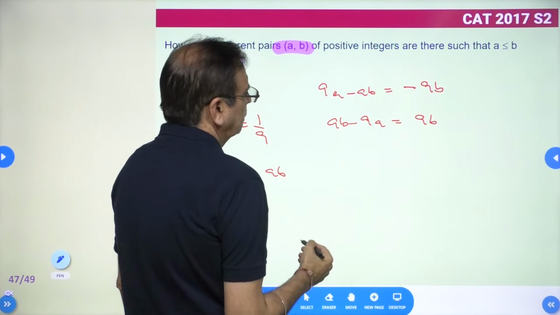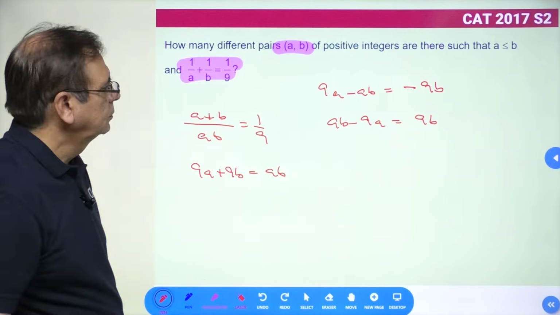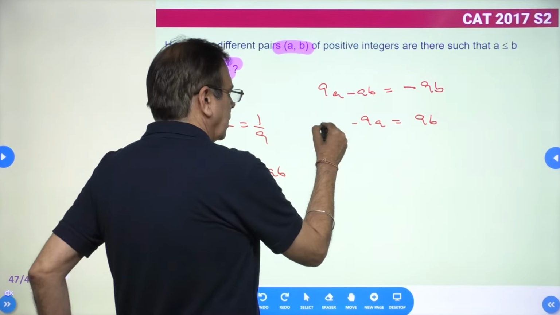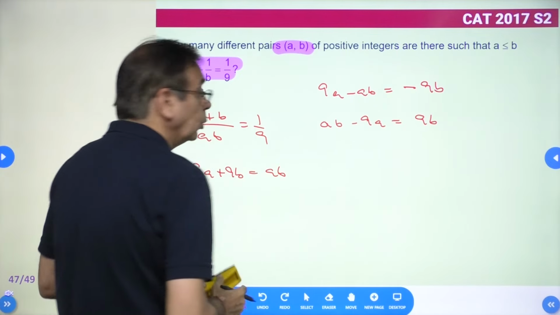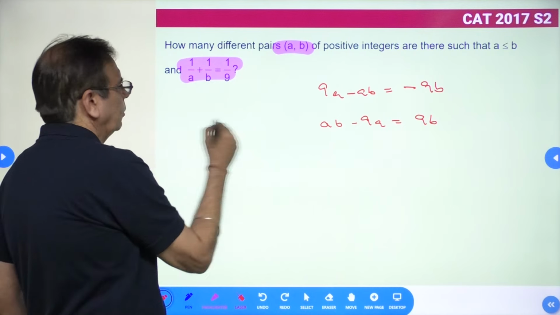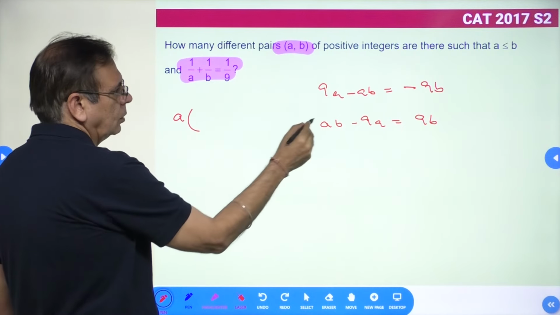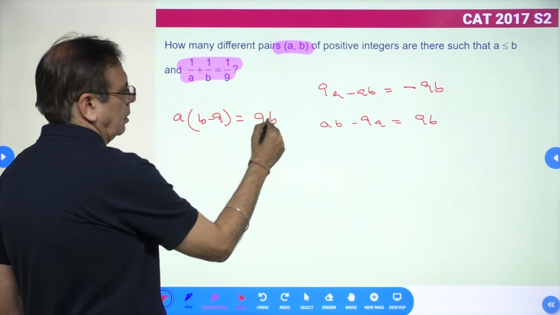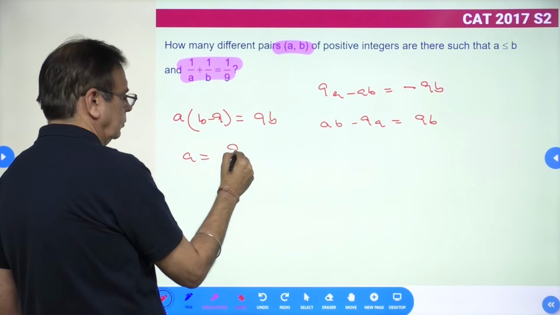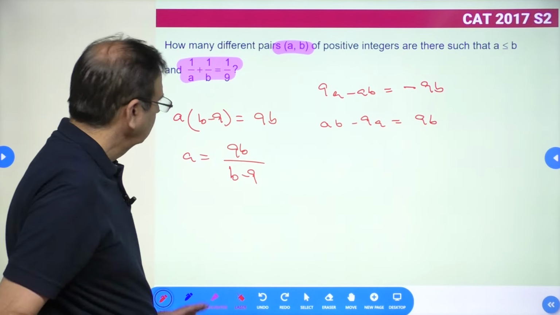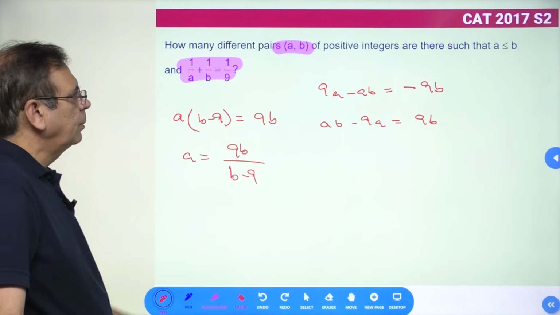Okay, this is A into B, just in case I make a mistake. I'll need to be a little careful. AB minus 9A. Take A common between these two: A into B minus 9 equals 9B. So A is equal to 9B upon B minus 9.